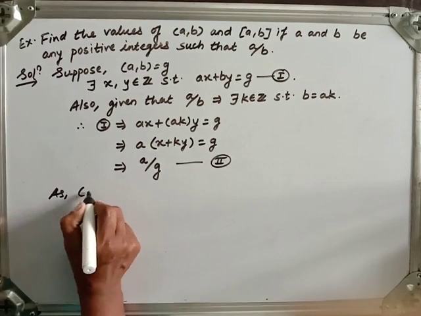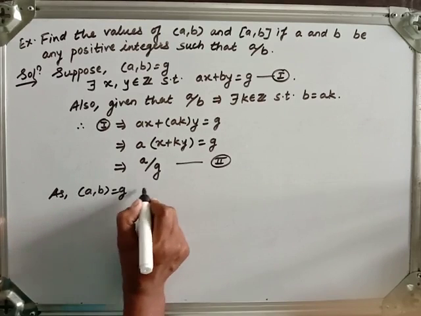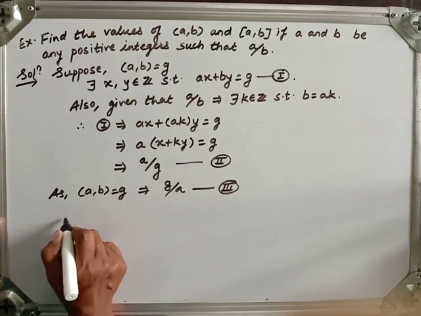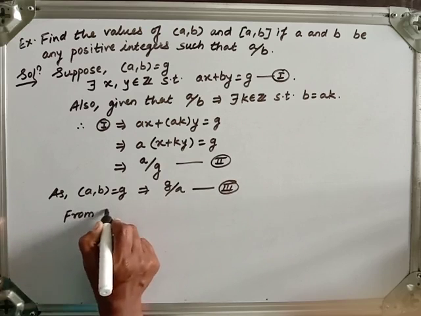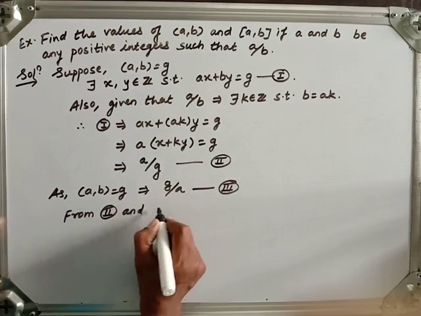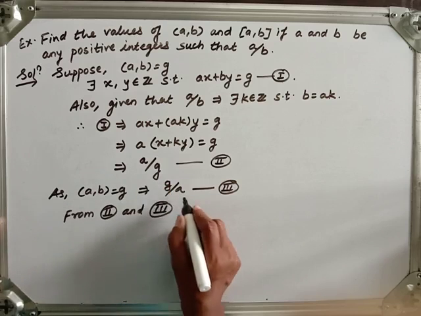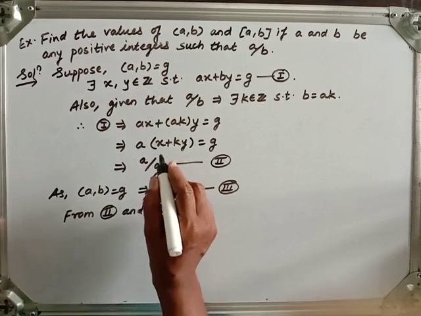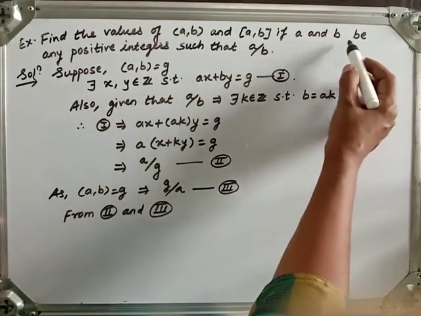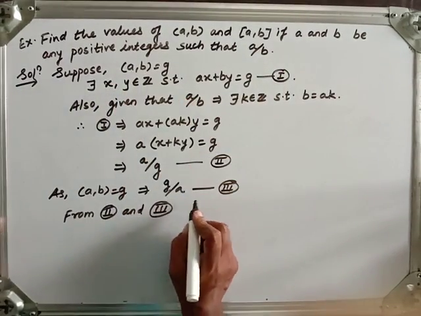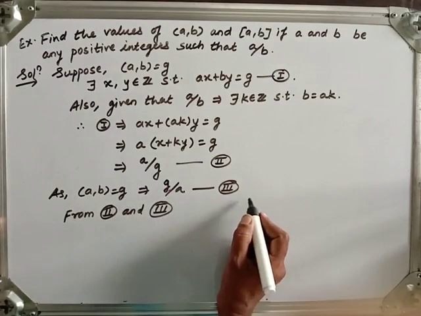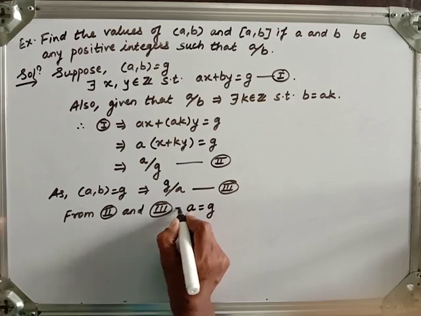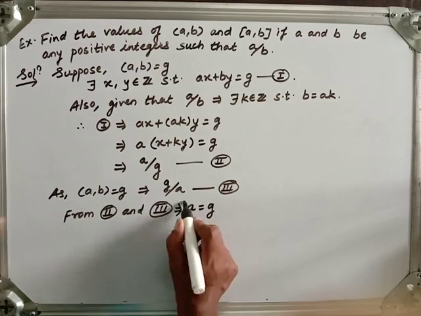As G is the GCD of A and B, this says G divides A. Call it equation number 3. Now, from 2 and 3, what do we get? A divides G, and G divides A, means what? A is equal to plus or minus G. But here it is given that A and B are positive integers, so A is equal to G.